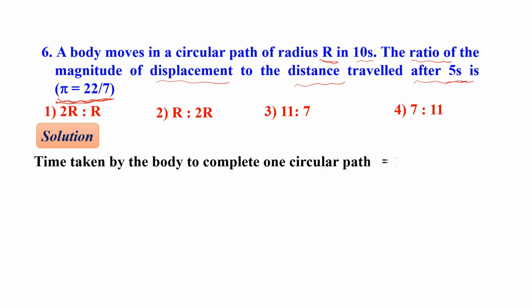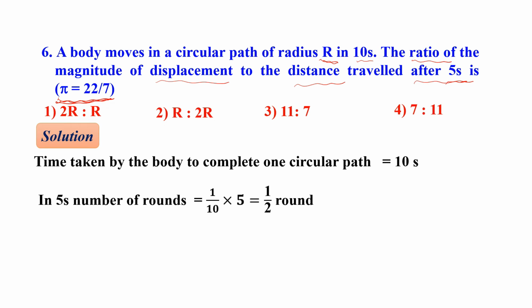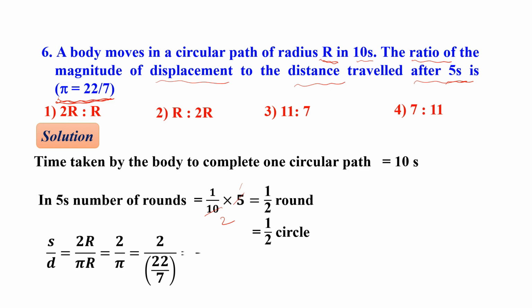Time taken by the body to complete one circular path is equal to 10 seconds. They have given us 10 seconds. In 5 seconds, number of revolutions is 1 by 10 into 5. 5 ones, 5 twos. So half round. So in 5 seconds, the number of rounds is only half round. In 10 seconds, one complete round. For 5 seconds, half round. So that is a half circle.